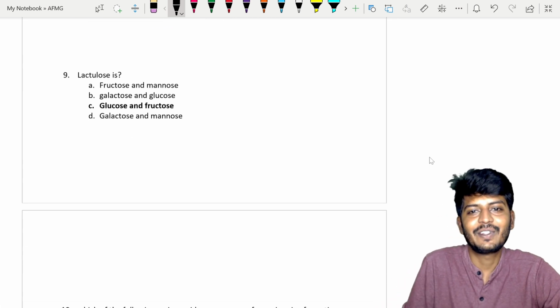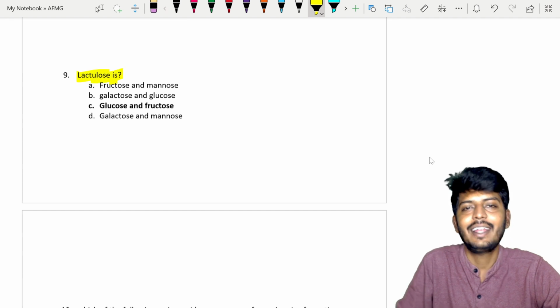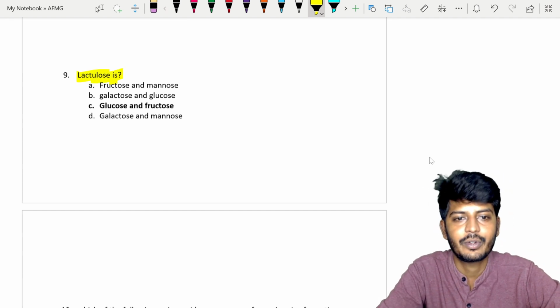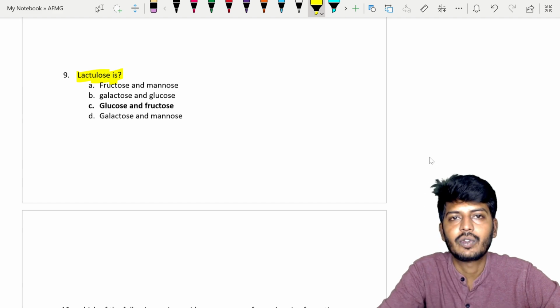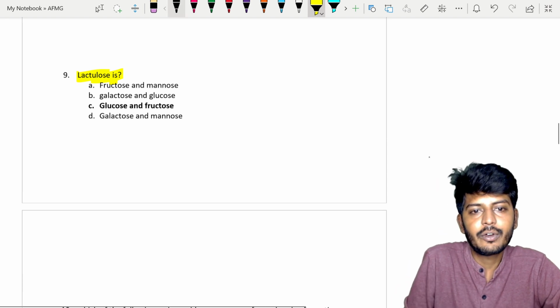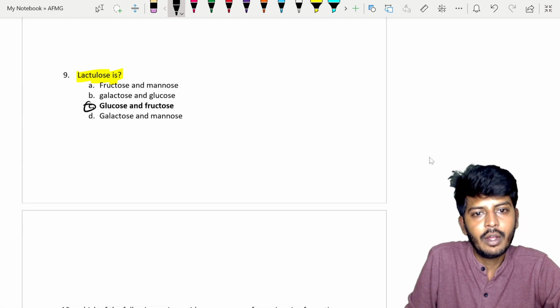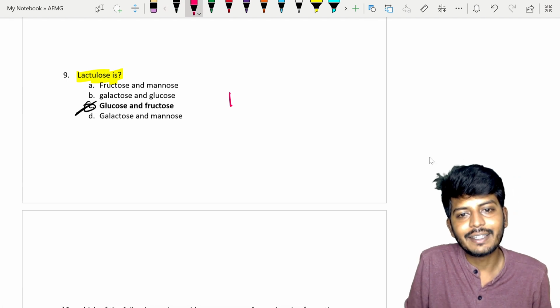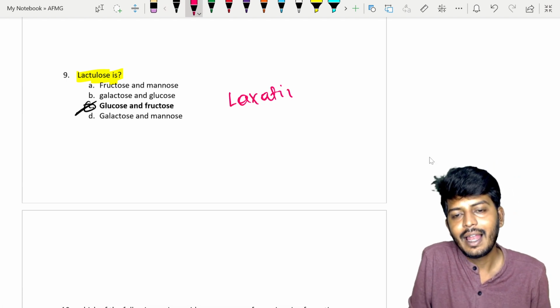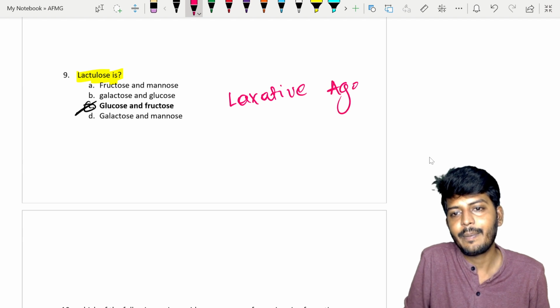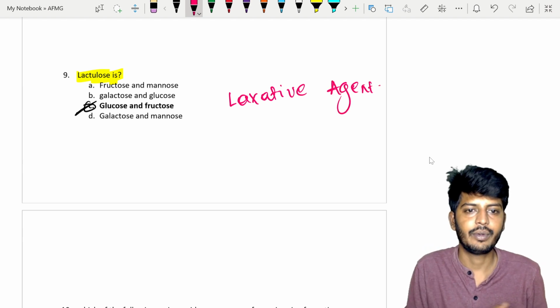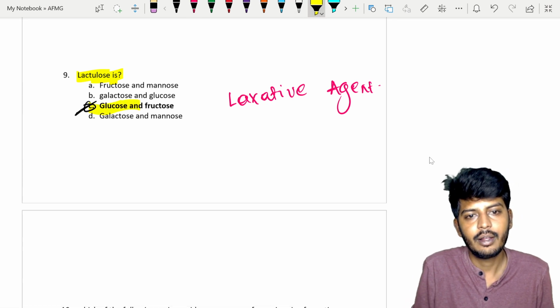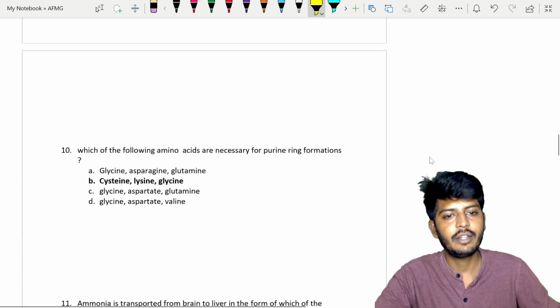Okay, now lactulose. It is cited as a biochemistry question, but rather it is a pharmacology question. Remember, what is lactulose? Lactulose is a type of disaccharide, a chemical usually made out of glucose and fructose. Remember, lactulose is a type of laxative agent, my dear students. So glucose and fructose are the components of it. Okay. Let's go to the next question.